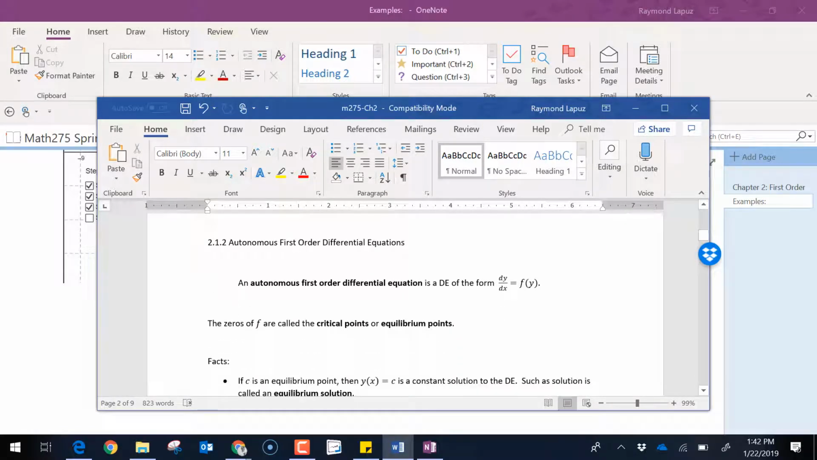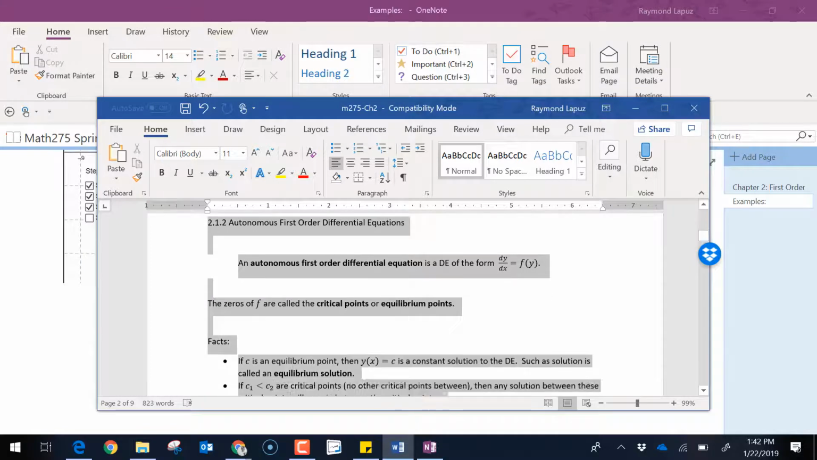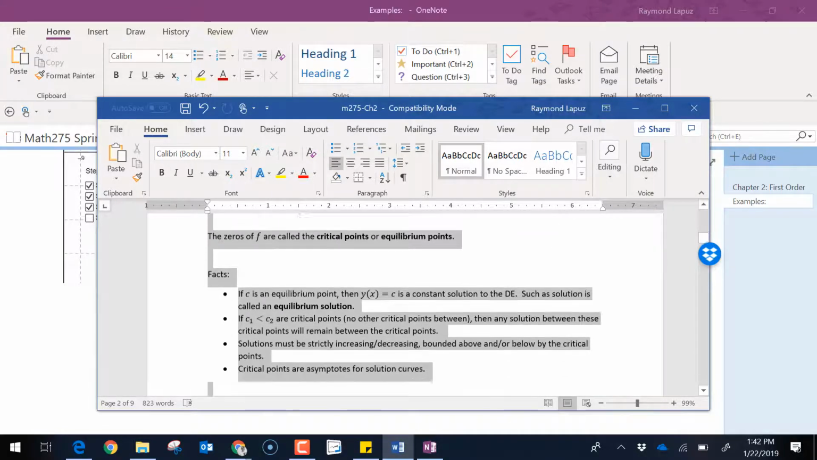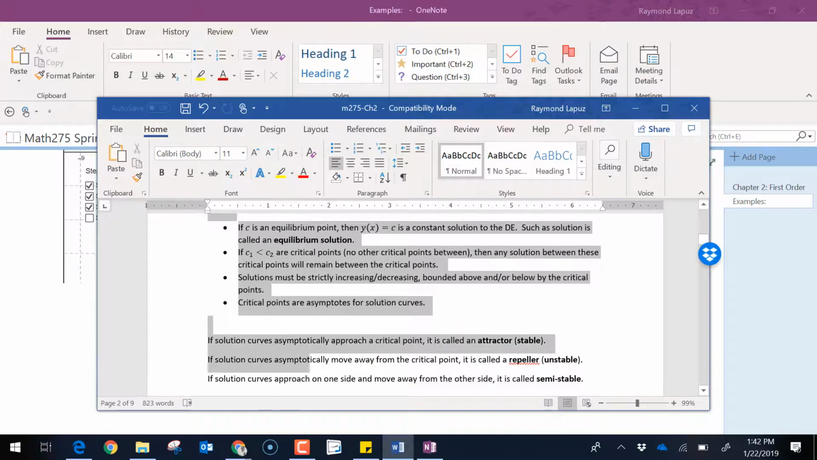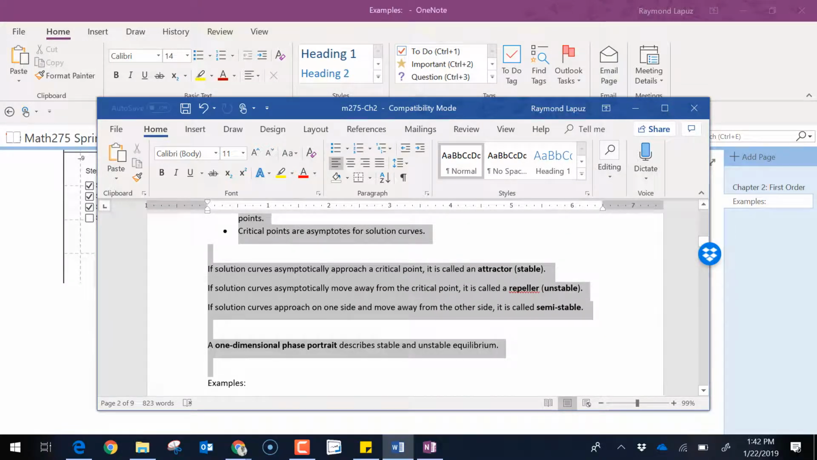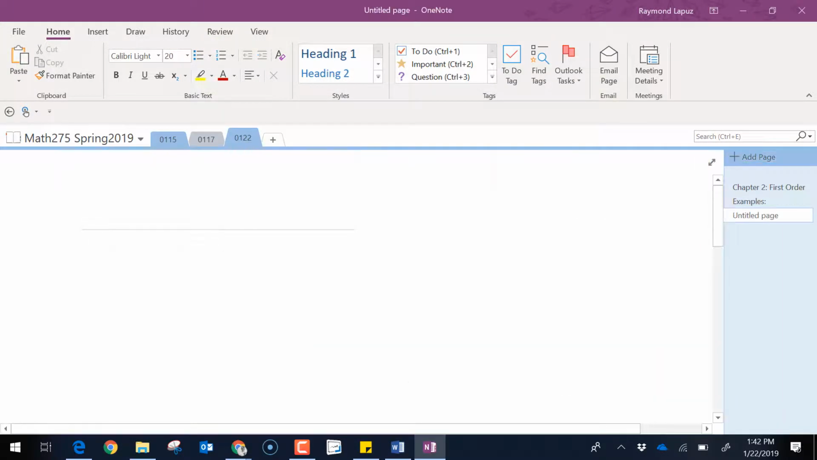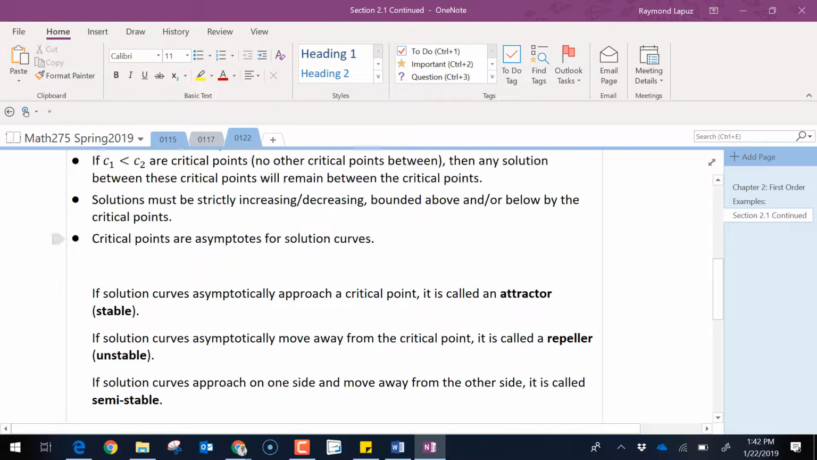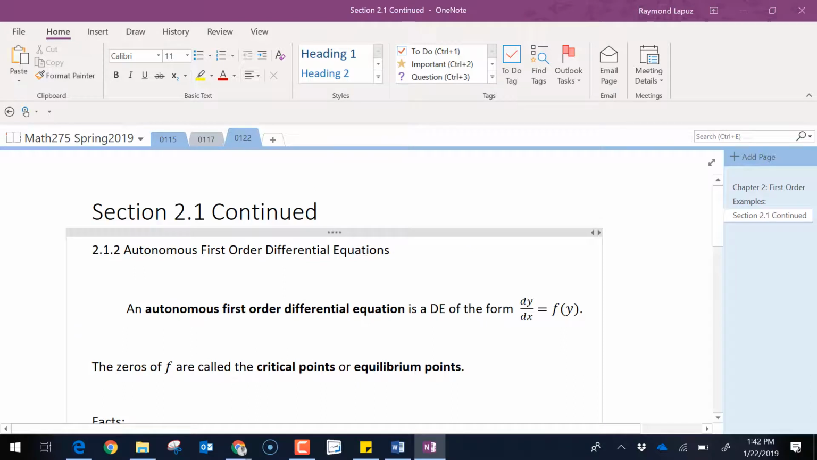Let's go to the next part of this section. We're still in section 2.1. Let me just copy everything here. So there's a lot of terms that we're going to need to get used to. First of all, the definition.